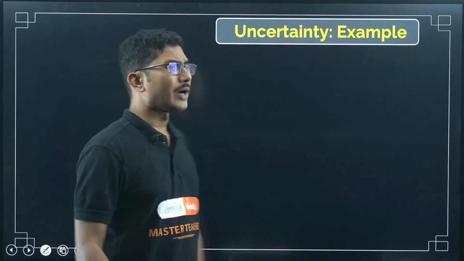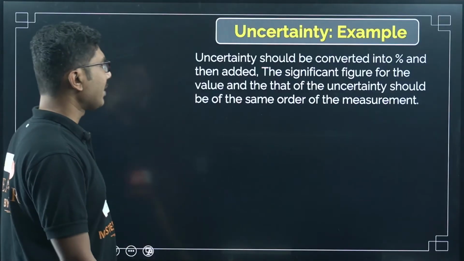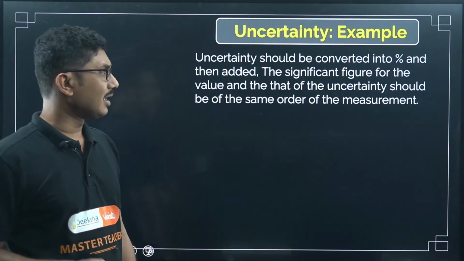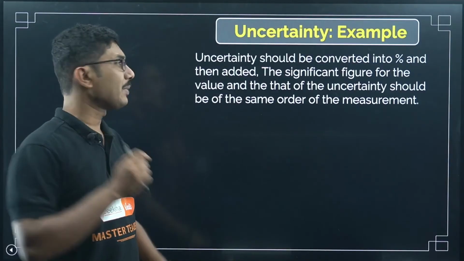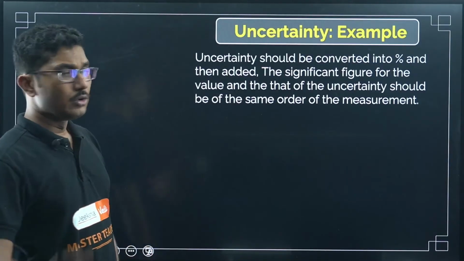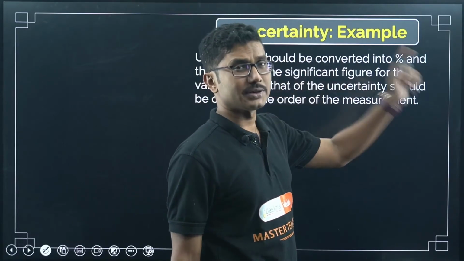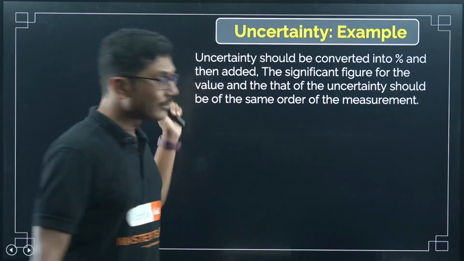Now let's look into one example of uncertainty. Uncertainty question came only once in previous years, but I will just show one example of how you can do it. The rule for that: uncertainty should be converted into percentage first, and then you can add them.